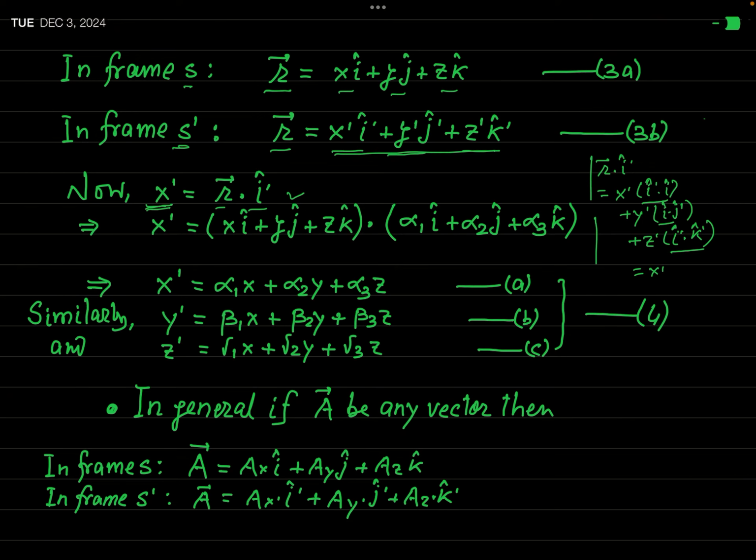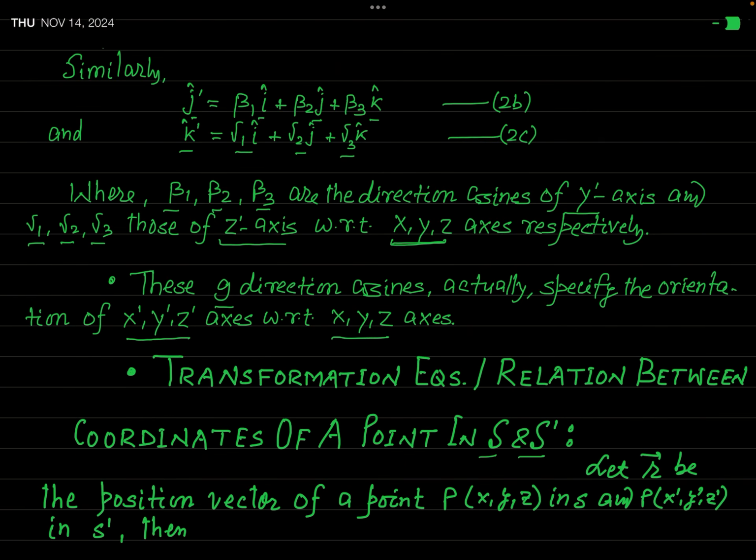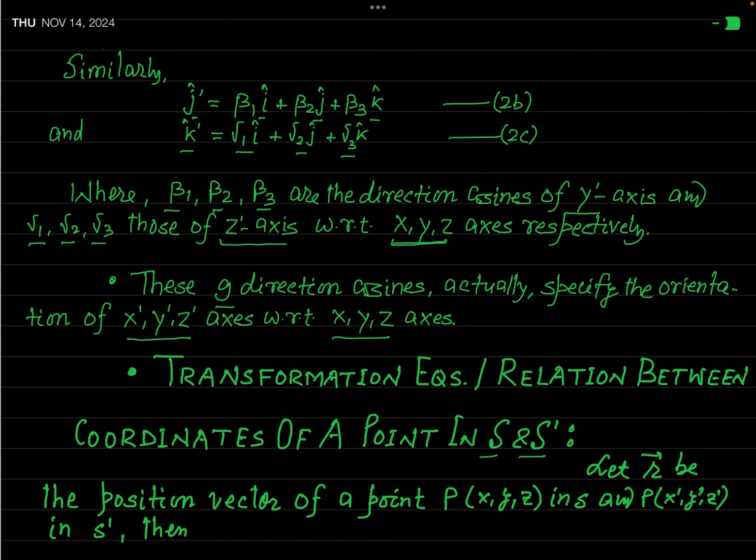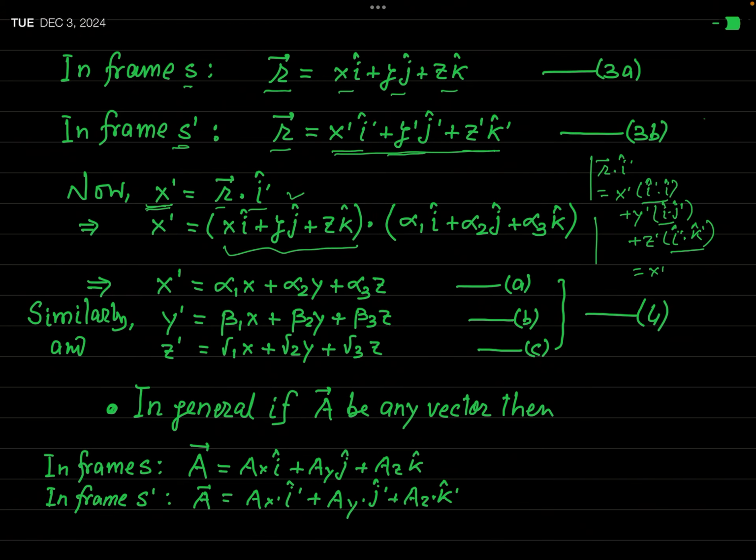But r in frame S is given by this expression: xi plus yj plus zk. And i', you have just learnt earlier, is equal to this much: alpha 1 i plus alpha 2 j plus alpha 3 k, where alpha 1, alpha 2, alpha 3 are actually the direction cosines of the x' axis with respect to the x, y and z axes respectively. So in place of i' you will write this much.